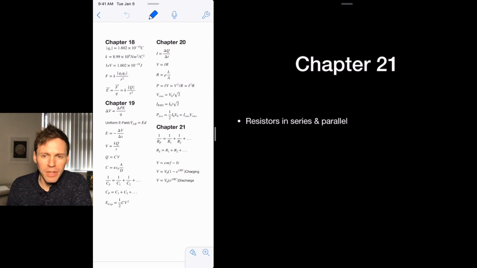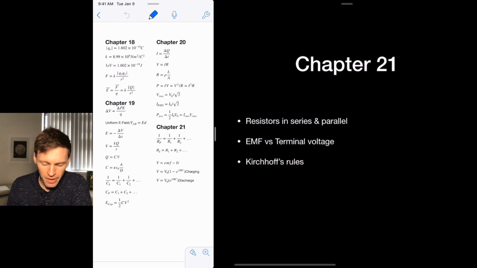In chapter 21, make sure you know how to add resistors in series and parallel. What is the difference between the EMF of a battery and its terminal voltage once you hook it up? What are Kirchhoff's rules and how do you use them? And then how do capacitors behave in DC circuits?